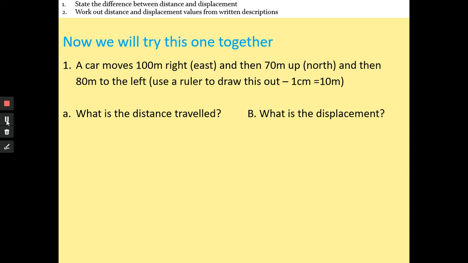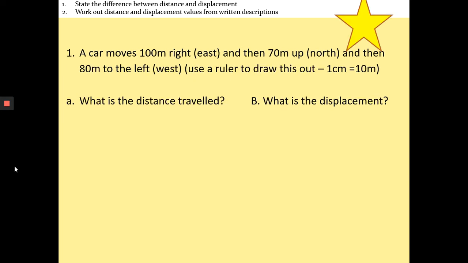Now we also need to decide on a scale. Now, because we've got 100 meters there, it would be a good idea to use 1 centimeter equivalent to 10 meters. So let's have a go at drawing our route. So first of all, we put our start point. We then put our ruler on our page and we draw our line right across the page to represent that 100 meters. So your line needs to be 10 centimeters long.